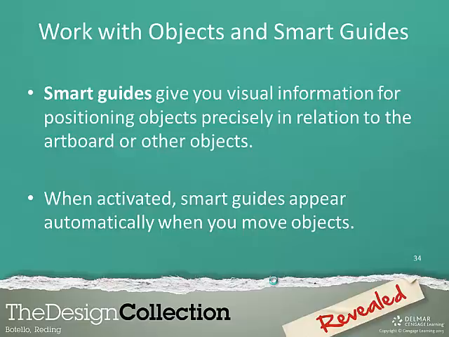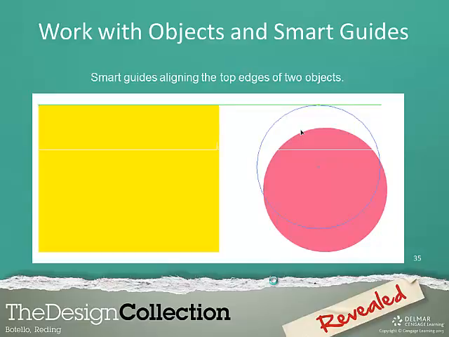Smart Guides give you visual information for positioning objects precisely in relation to the artboard or other objects on the artboard. When activated, Smart Guides appear automatically when you start moving objects around. And here it shows your Smart Guide so that you can align the two by the top edge of the rectangle there.